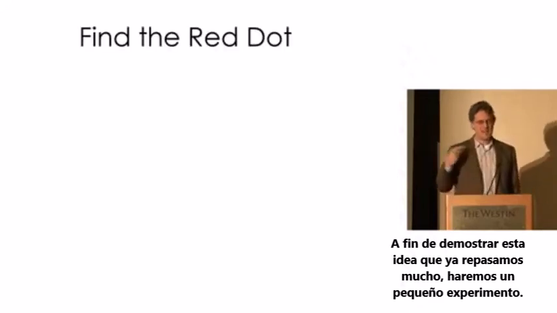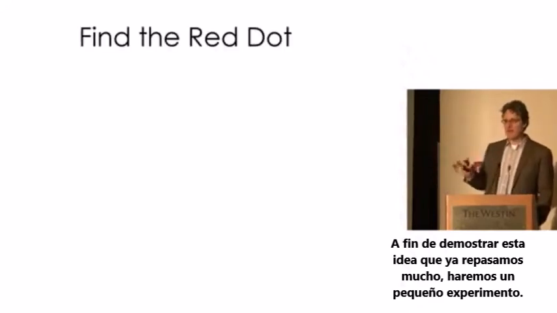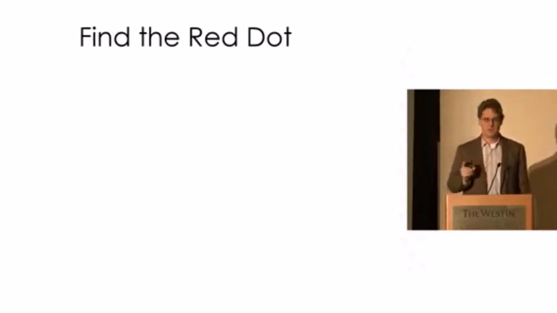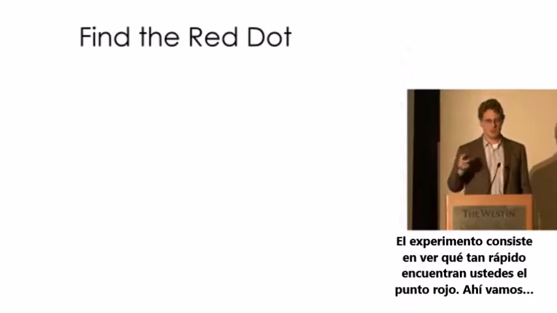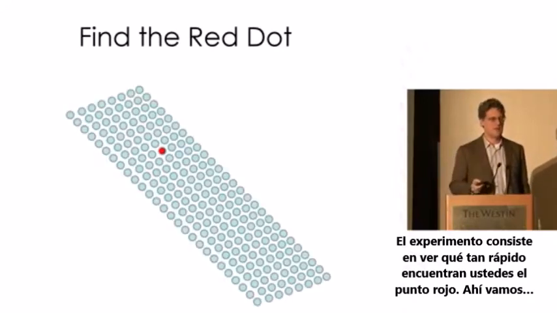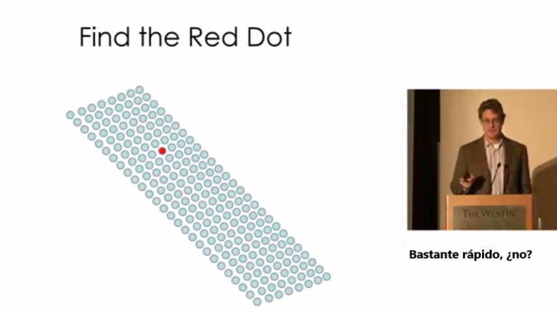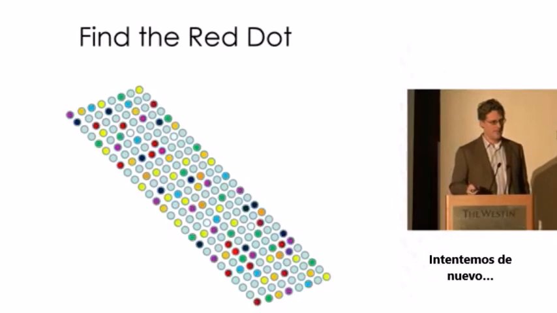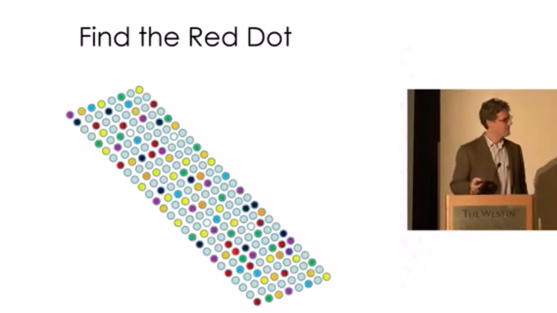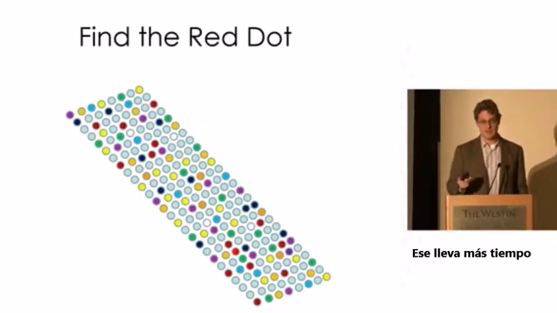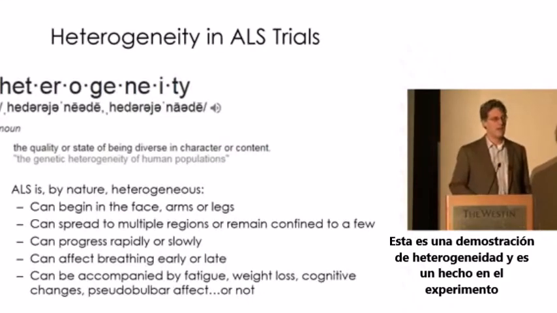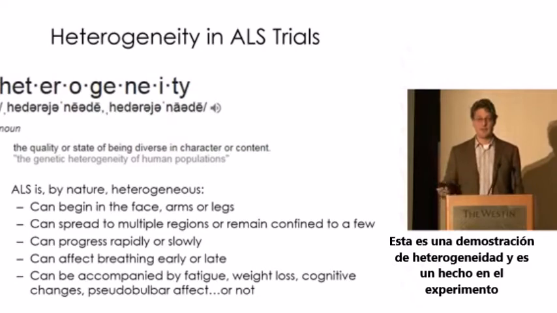In order to demonstrate this idea, because we throw it around a lot, we're going to do a little experiment. The experiment is going to be how quickly people, all of you, can find the red dot. Here we go. Pretty fast, right? Let's try it again. That one takes longer. Okay? This is a demonstration of heterogeneity and its effect on an experiment.